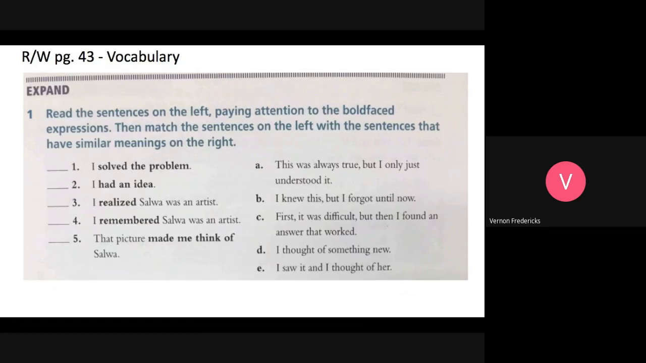Number 2 is, I had an idea. It matches with, I thought of something new. Number D. Number 3, I realized Salwa was an artist. Okay, it matches with number A. Number 4, I remembered Salwa was an artist. I knew this, but I forgot until now. Okay, and number 5 is, made me think of her. I saw it and I thought of her. Number E.